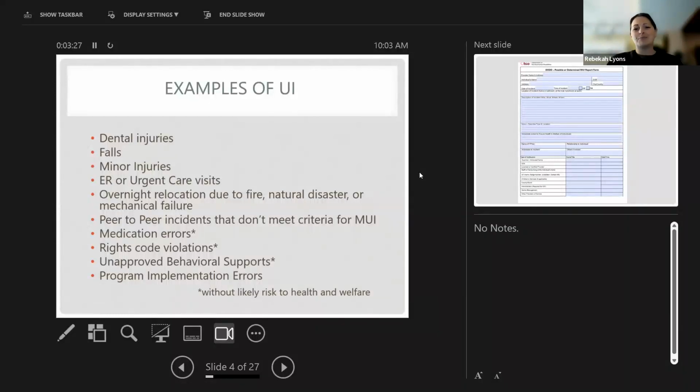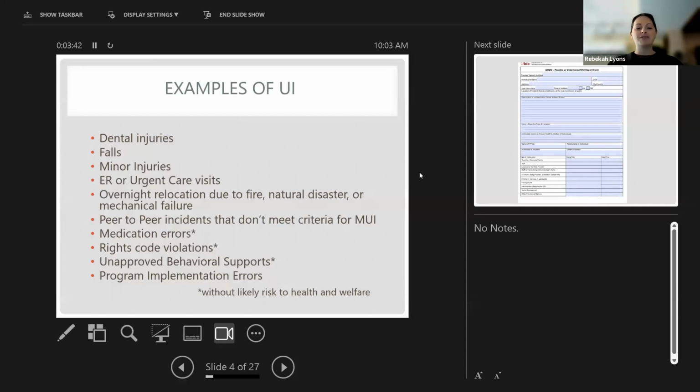Medication errors, same deal. If they miss an allergy pill or something that doesn't have that significant adverse outcome, then you're going to be at the UI level and you want to address it just the same as you would an MUI, but we're still at the UI level. Rights code violations, same issue.